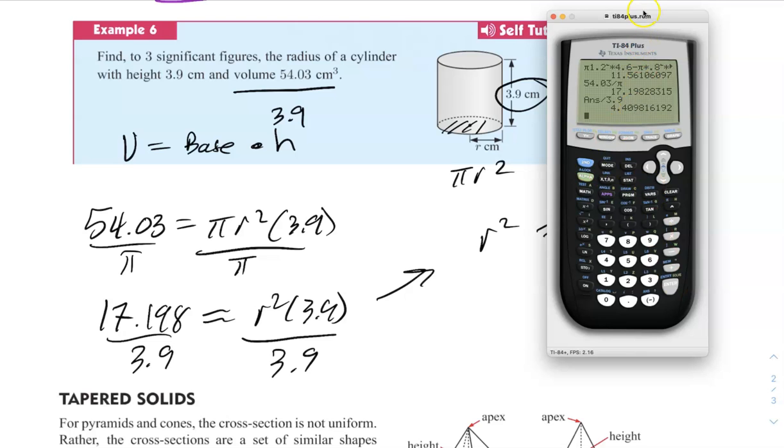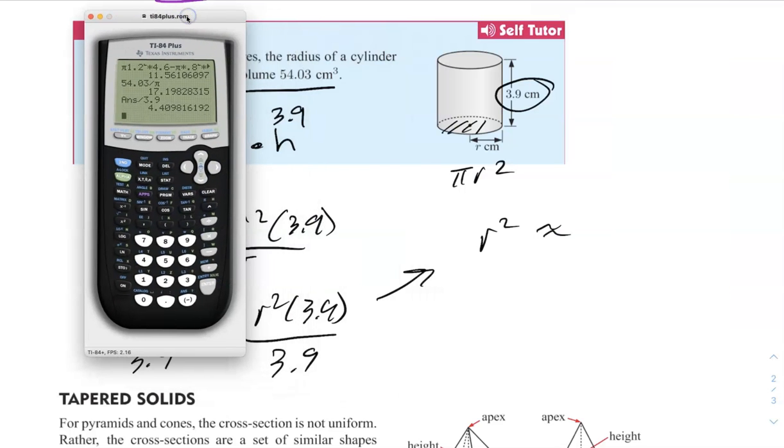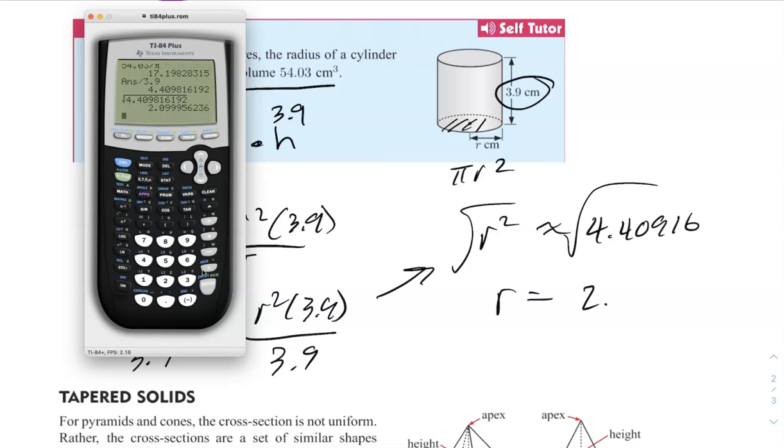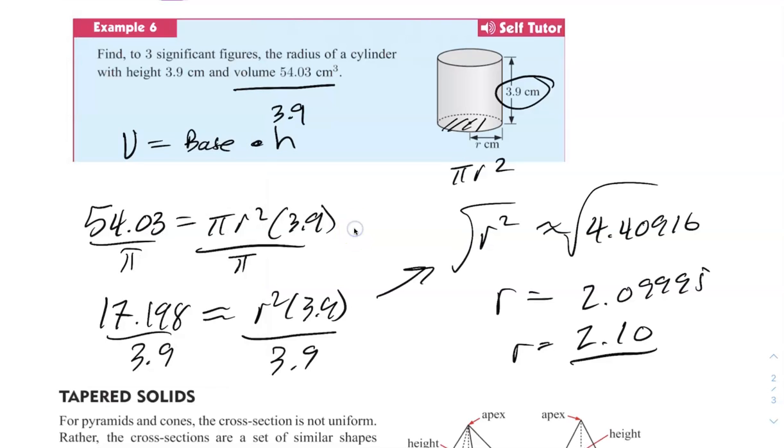And I get, let me move this so I can see my work, 4.49816, and then we square root it. And r would equal the square root of that, which would be 2.099956. 3 sig figs will be 2.10. So there we go. It's the radius.